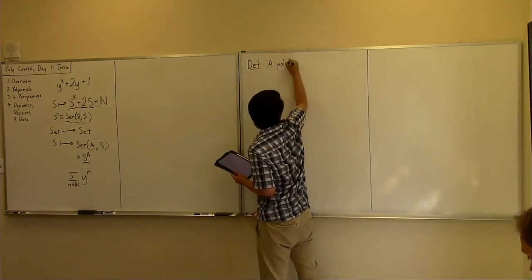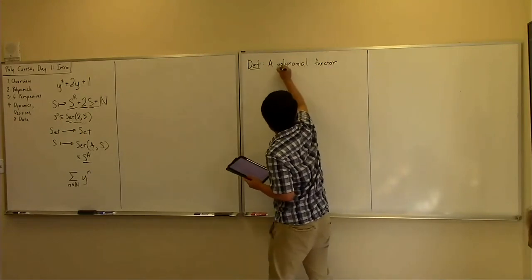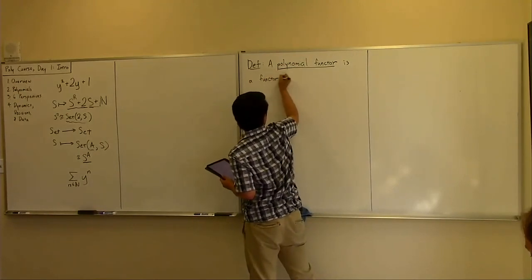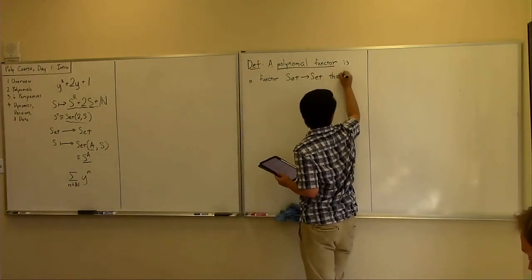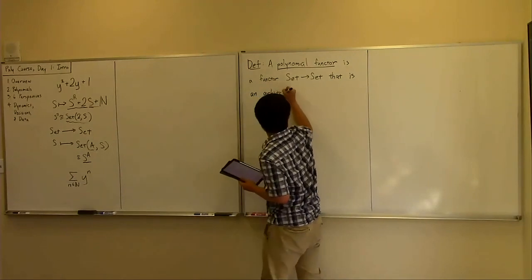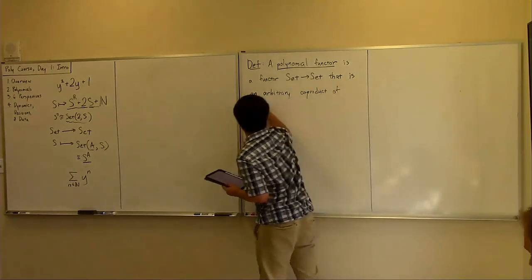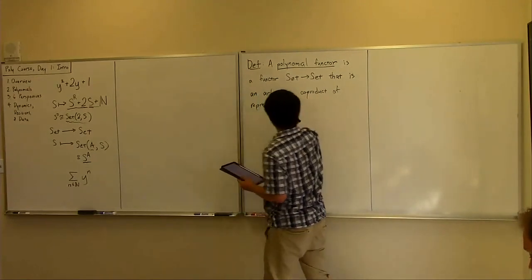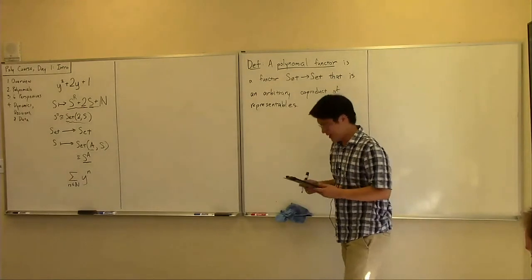A polynomial functor is a functor from set to set that is an arbitrary coproduct of representables. Cool. Any questions about that? Okay.